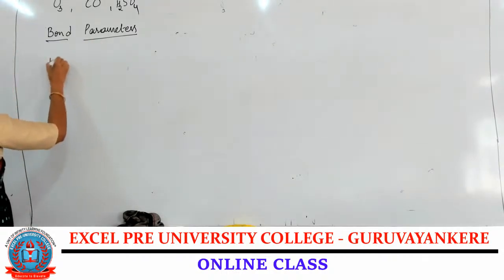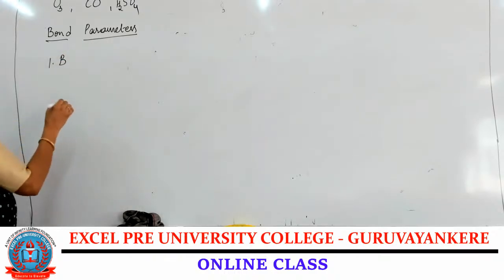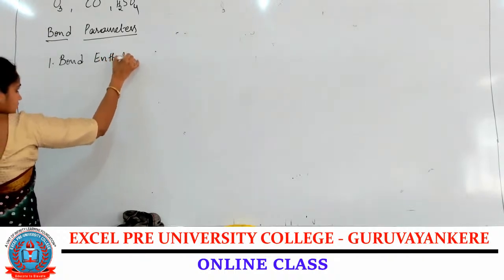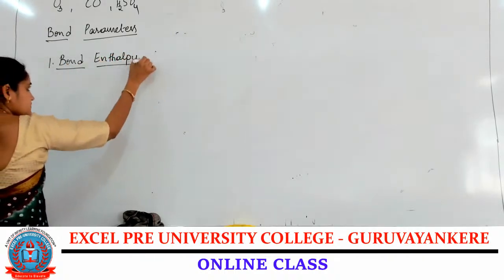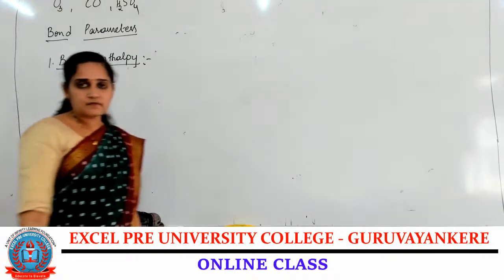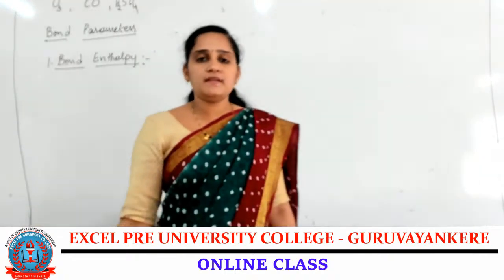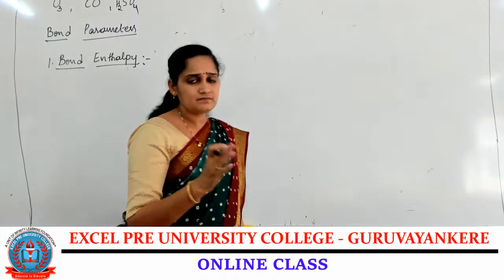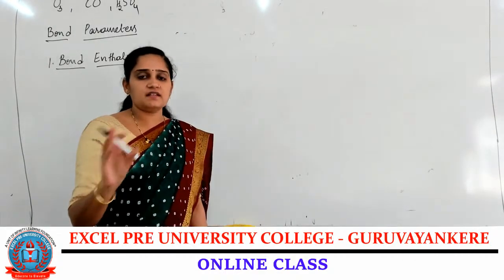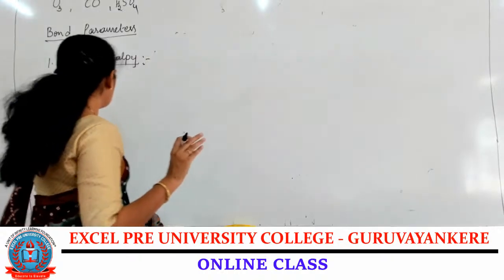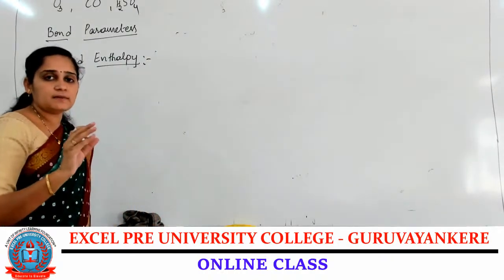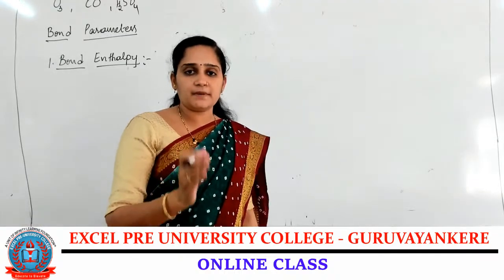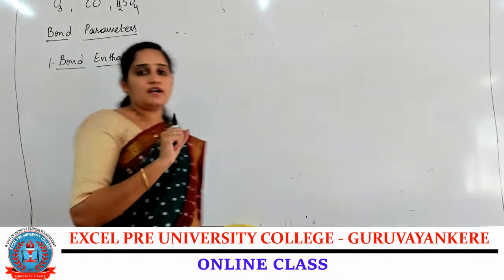The first one, to calculate or to explain the bond parameters, is bond enthalpy. This term, bond enthalpy, we have already studied in the thermodynamics topic. Bond enthalpy is the change in enthalpy when one mole of a bond gets broken to form its atoms in their ground state. Bond enthalpy is nothing but the energies. It is the change in enthalpy when one mole of a bond gets broken to form its atoms.